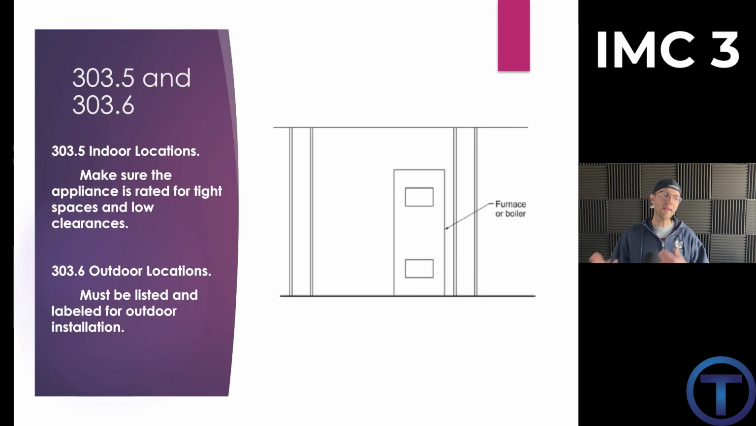303.5 talks about indoor locations and states that the appliance should be rated for indoor installation if that's where we're going to put it, and the same thing would apply for outdoor in 303.6. If this appliance is going to be outside, consider rooftop units. Things like that, where this is going to be a functional heating appliance, and yet we're going to have it outside and servicing the air on the inside. Well, let's make sure that it's going to be able to withstand everything that's happening on the outside.